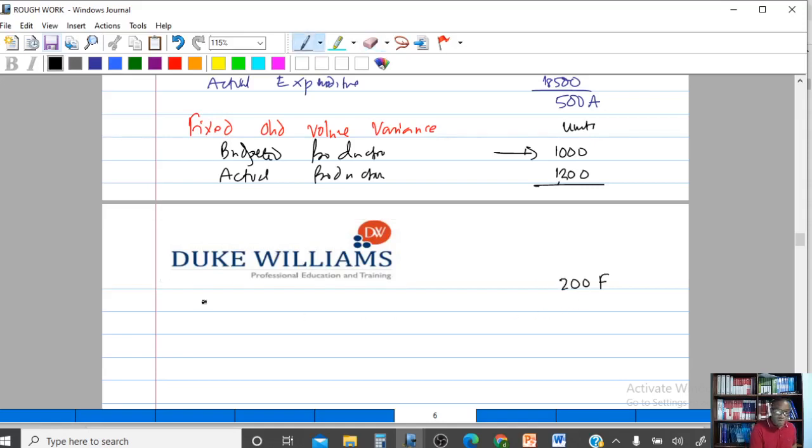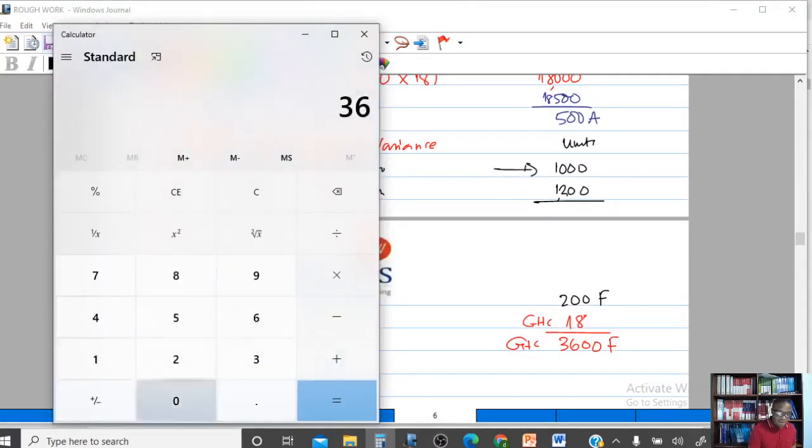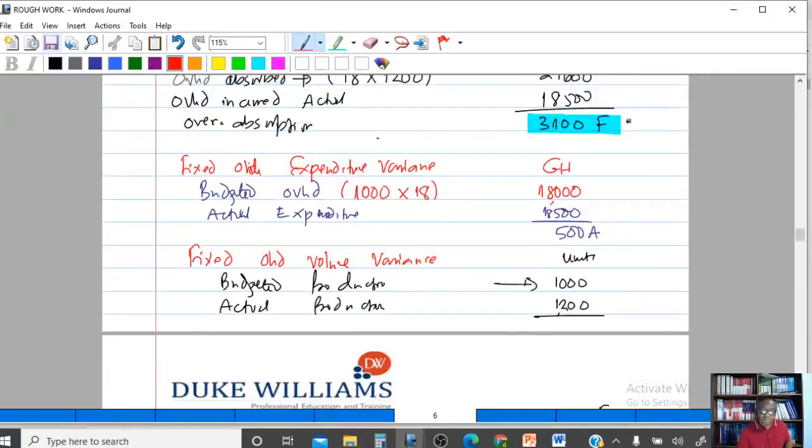Okay, so I'll need to multiply this by the fixed overhead absorption rate per unit. And if it's per unit, don't forget that is 18, giving us 3,600, and that is favorable in money terms. So yes, 3,600 favorable, take away 500 adverse, that gives me 3,100. Now, does it match this? Yes, it does match it. Very interesting.